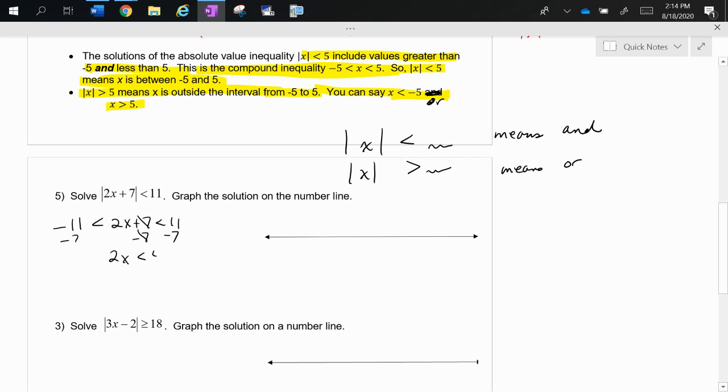So 11 minus 7 is 4. Negative 11 minus 7 is negative 18. We're going to divide everything by 2. X is less than 2 and greater than negative 9. So when we graph on the number line, we would want an open circle, wouldn't we? And we want to shade in between.